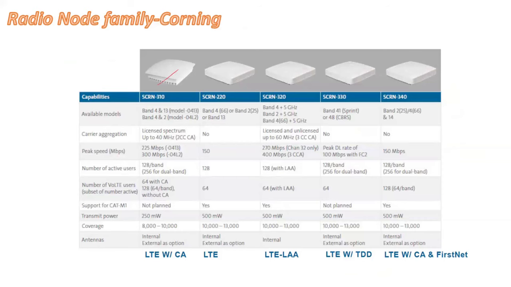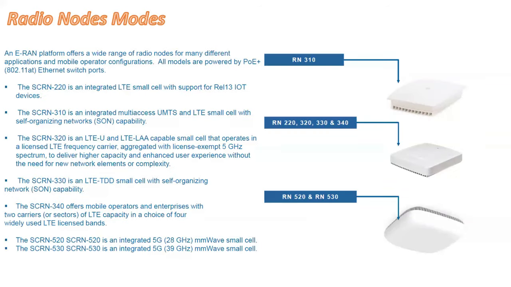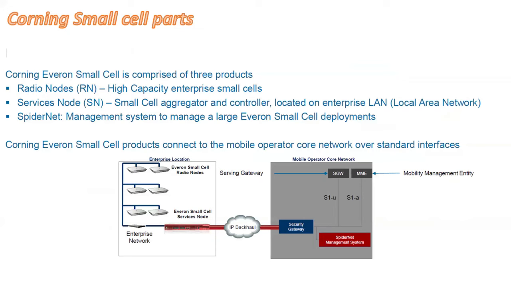And these are a few examples of the Corning family. It can be SCRN310, 220, and so on, right? Each has different properties or characteristics, like RN520 and 530 support millimeter waves. So 520 will support 28 gigahertz, 530 will support 39 gigahertz, and so on, right? I will provide the PDF, so you will get the details of all these nodes. It has basically three parts: as I said, one is radio node, one is service node, and SpiderCloud to manage a small cell deployment.